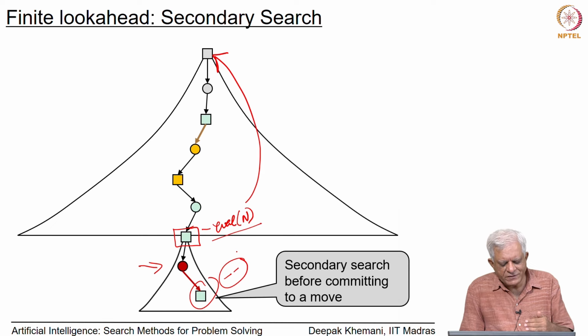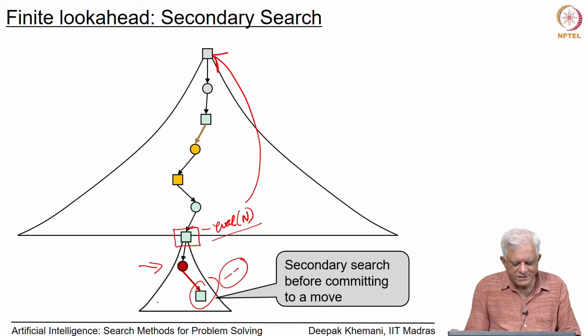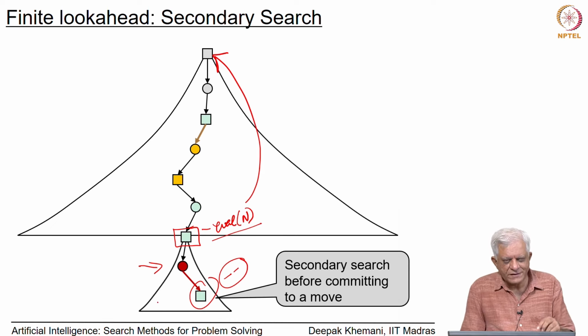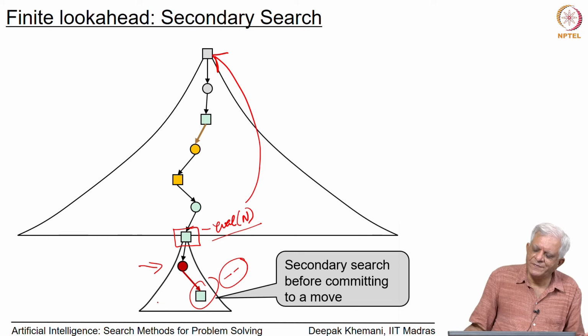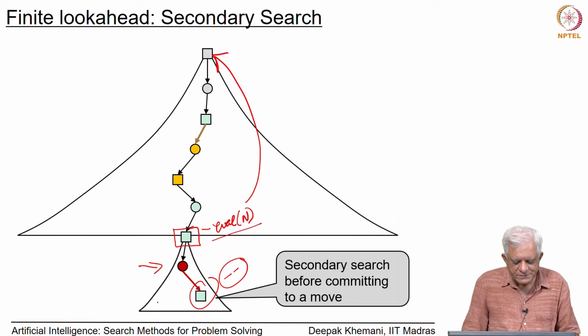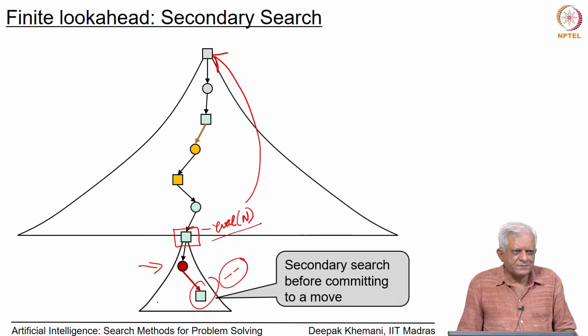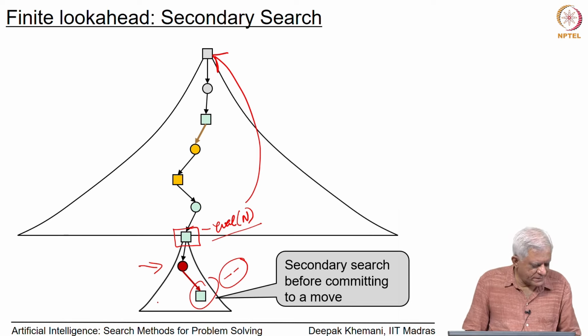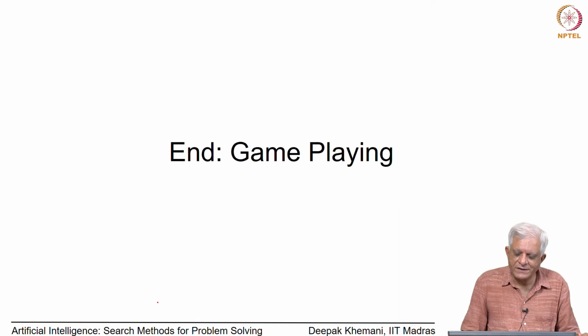So, you can try and cater to this by doing a secondary search, a limited lookahead search from that node that gives us the minimax value, just to see that the evaluation function does not fluctuate too much, and in practice this has been found to work quite well. So, just before making a move, most algorithms tend to do a little bit of secondary search just to make sure that that move is okay essentially. So, with this I think we will end our study of game playing.